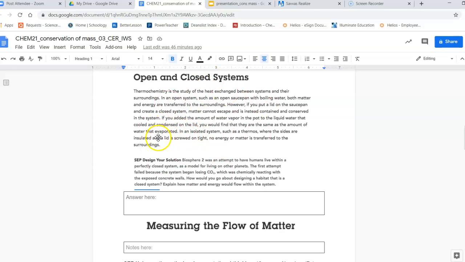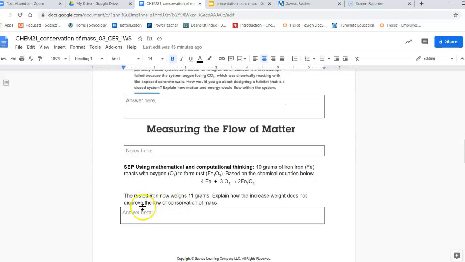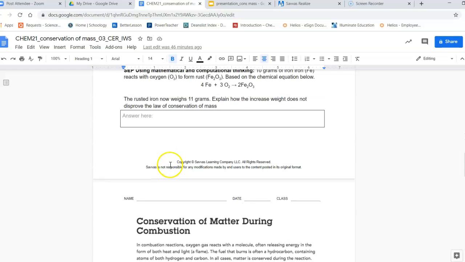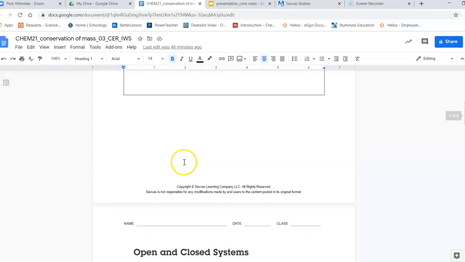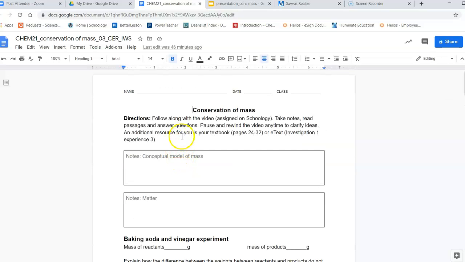There are passages where you should pause the video, read, and answer those questions. Again, some more questions, some more notes, so a place where you can interact with your notes. Also, you have the ability to pause and rewind the video anytime to clarify ideas. You can also stop and ask me about things. We're doing this in class, so you can actually ask me questions.